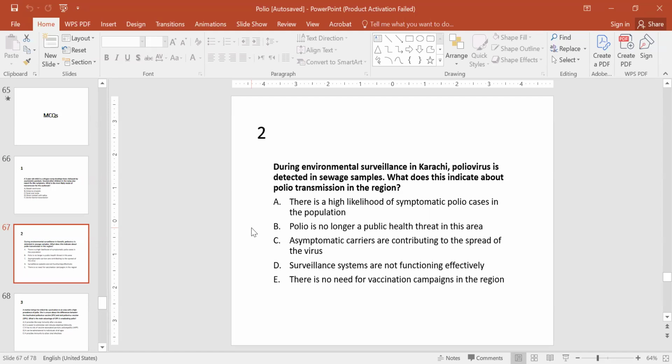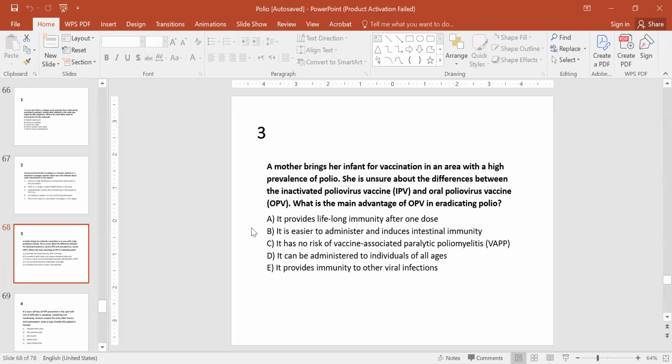Yes, option A is the right one. But this is in the MCQ, otherwise there was no case or sample positive in Karachi. Question number three, a mother brings her infant for vaccination in an area with a high prevalence of polio. She is unsure about the difference between IPV and OPV. What is the main advantage of OPV in eradicating polio?